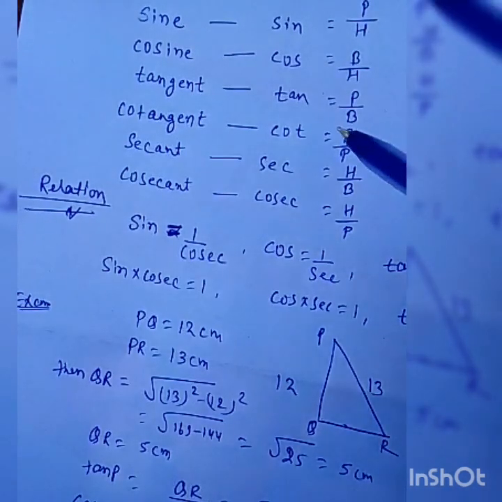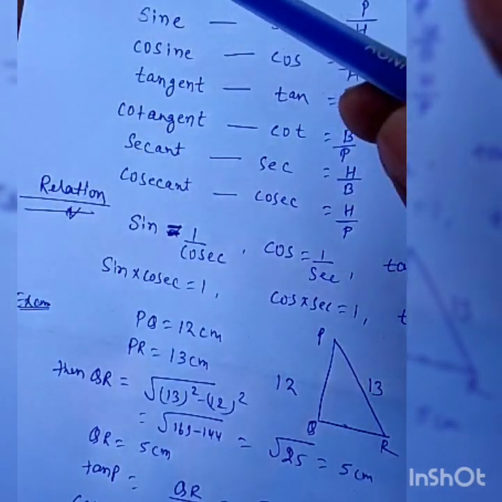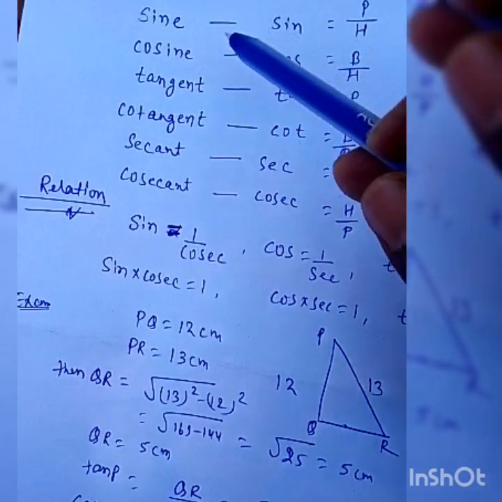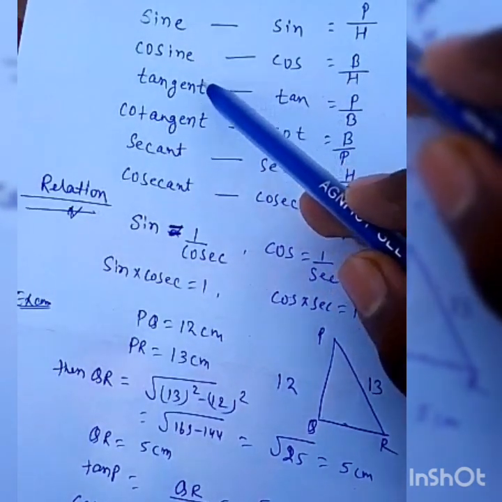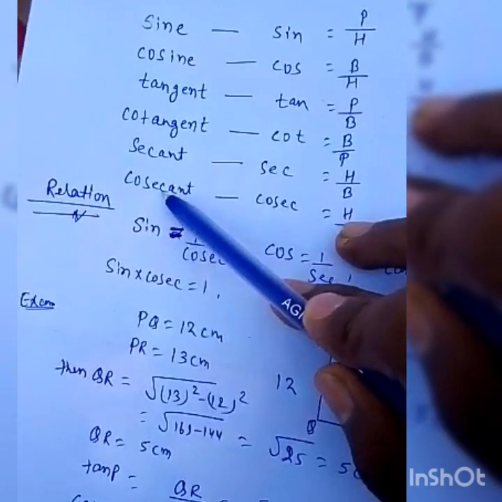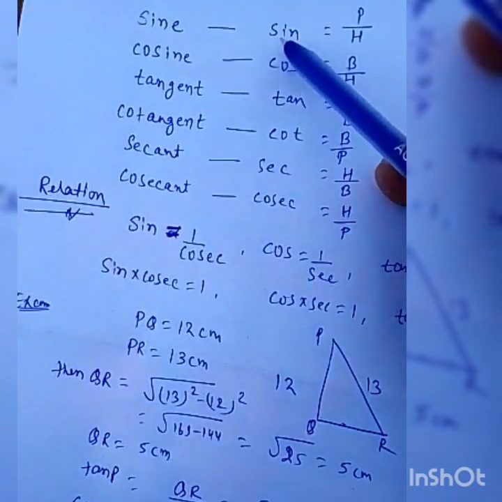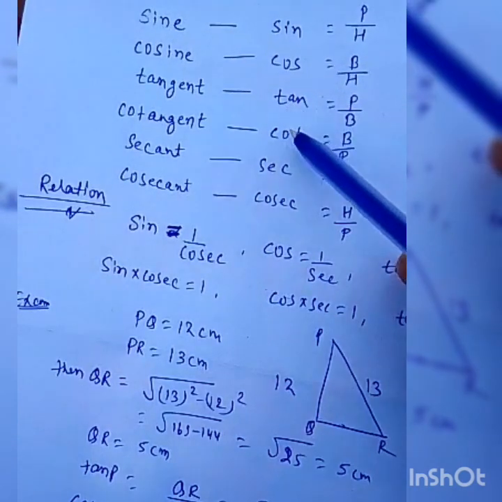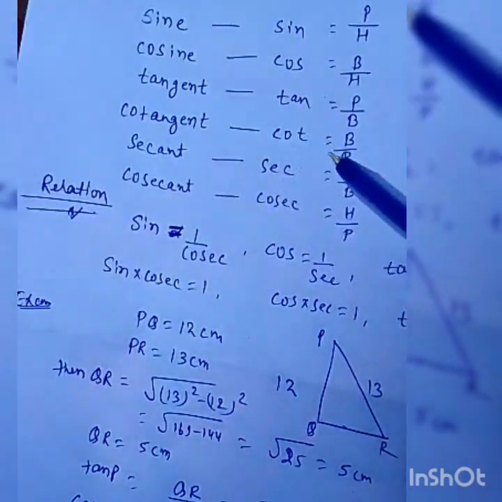Next topic is T ratios. There are 6 T ratios in trigonometry: sine, cosine, tangent, cotangent, secant, cosecant. In short, we can say sine, cos, tan, cot, sec and cosec.